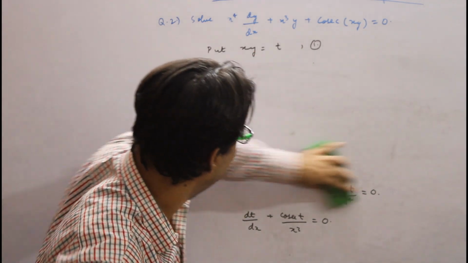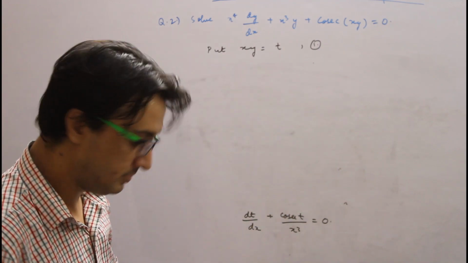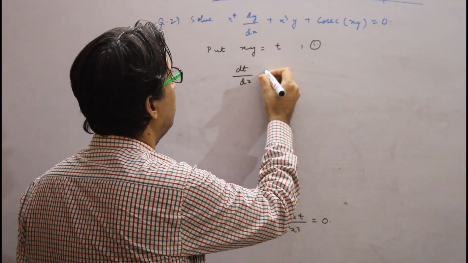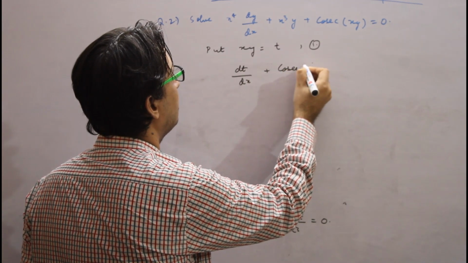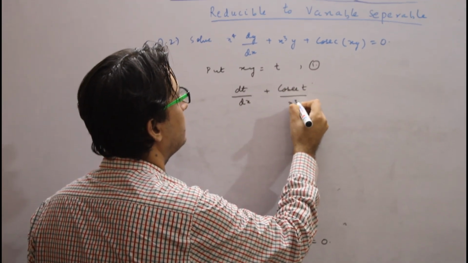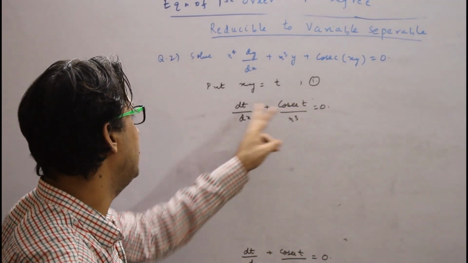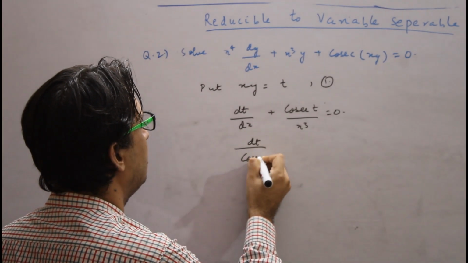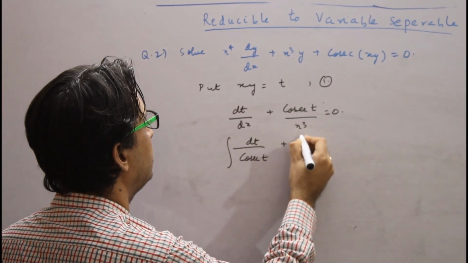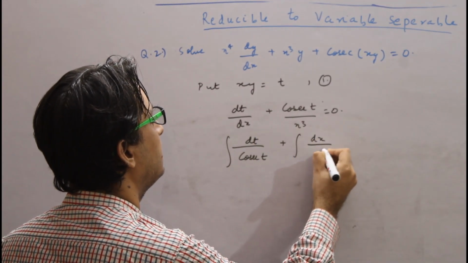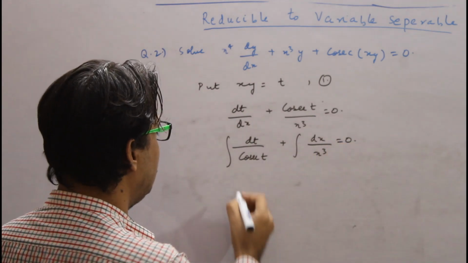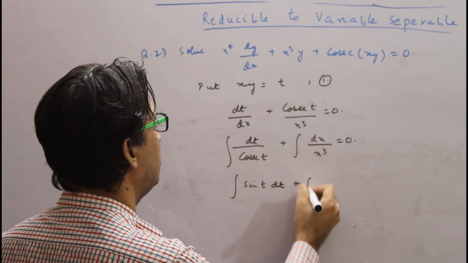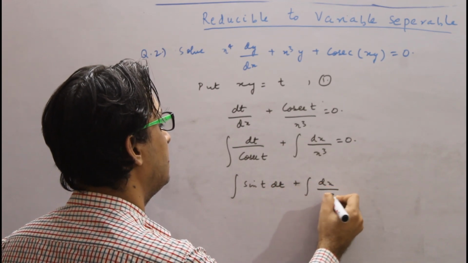So this equation is dt by dx plus cosec t divided by x cube. So we can interchange the variables. So this becomes dt by cosec t plus dx by x cube. This can be written as sine t dt plus dx by x cube is equal to 0.